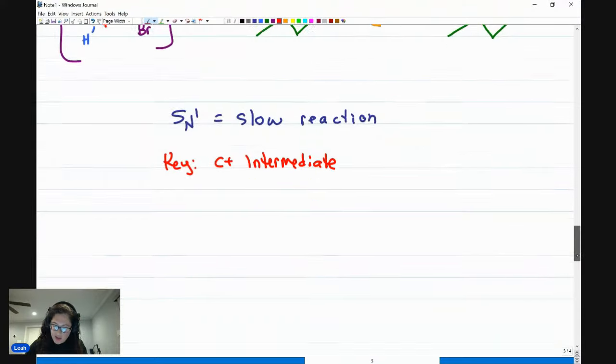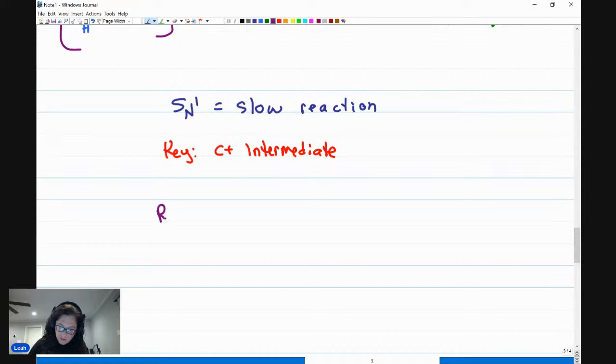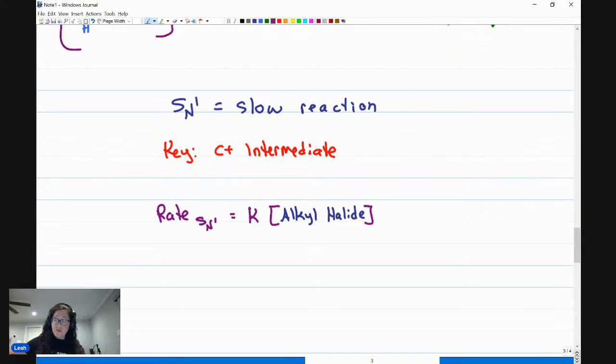And if you are asked to memorize or calculate the rate, the equation is very simple. The rate of an SN1 reaction is equal to some constant K times the concentration of the alkyl halide. The more alkyl halide that I have, the carbon holding the leaving group, the more product I will get, the faster the reaction. This is technically where that SN1 comes from, because there's only one thing in the rate expression, in the equation for the rate of this reaction.